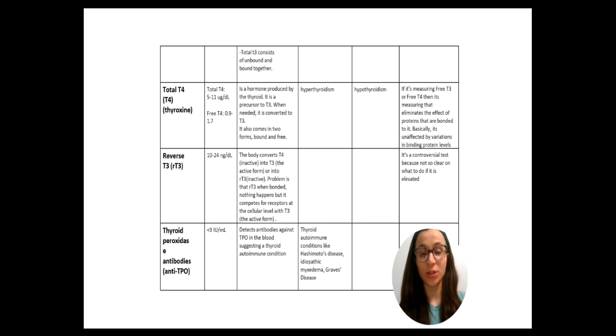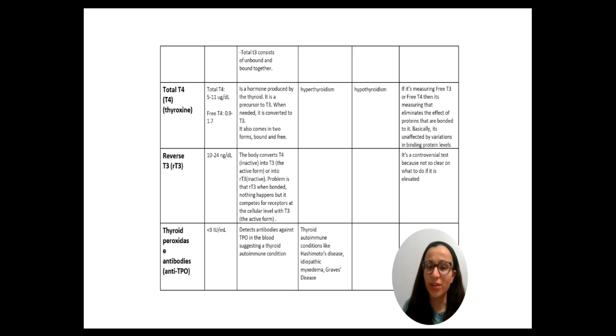Normal reference for that is 10 to 24. So what happens here is that the body converts T4, which is inactive, into T3, the active form. It could also convert it into RT3, reverse T3, which is inactive. The problem is that when reverse T3 binds, nothing happens, but because it's bound, the regular free T3 that's active cannot bind. So it takes the space but doesn't do anything. It competes for receptors at the cellular level with T3.